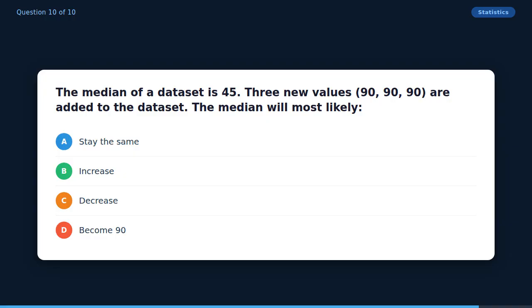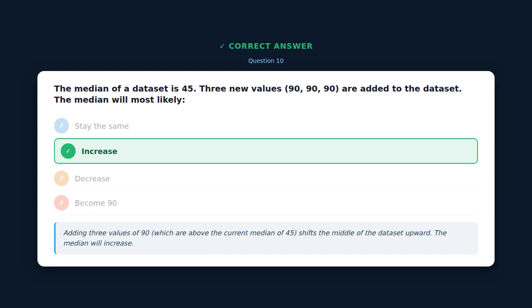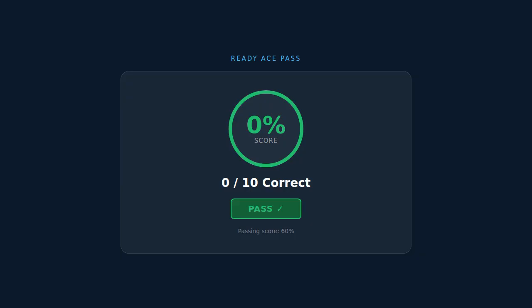Question 10 of 10. The median of a dataset is 45. 3 new values, 90, 90, 90, are added to the dataset. The median will most likely: Option A, stay the same. Option B, increase. Option C, decrease. Option D, become 90. Take a moment. The correct answer is B, increase.